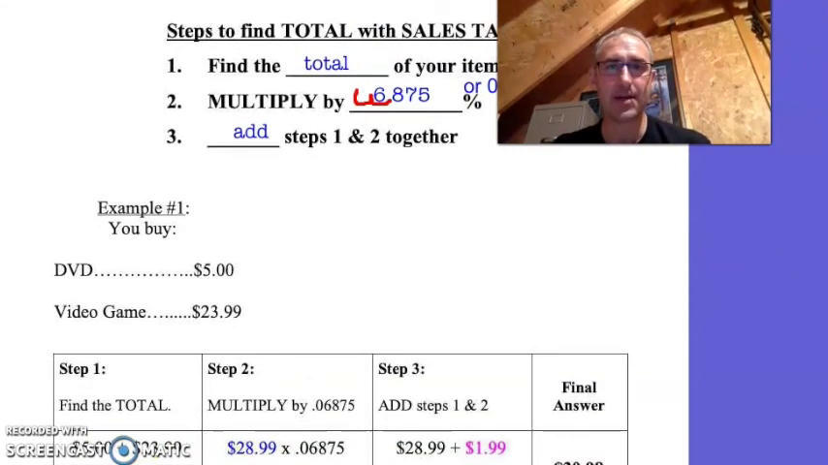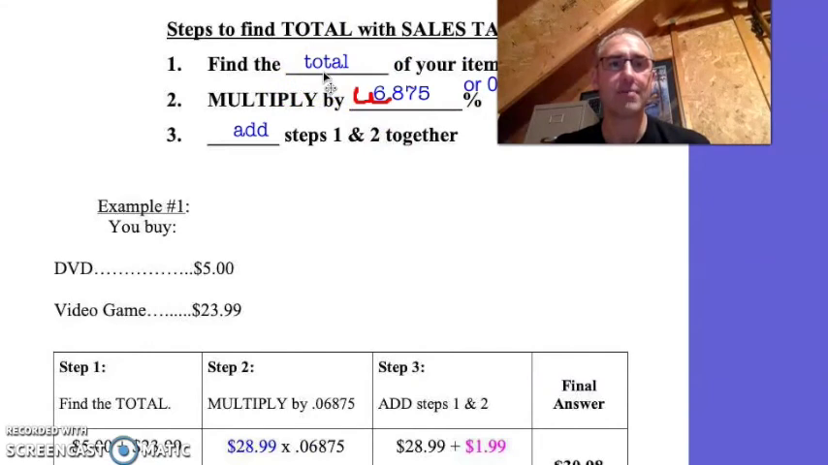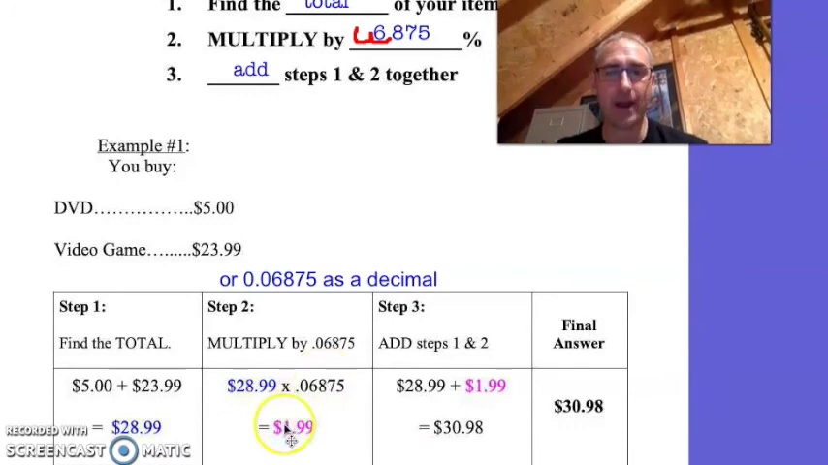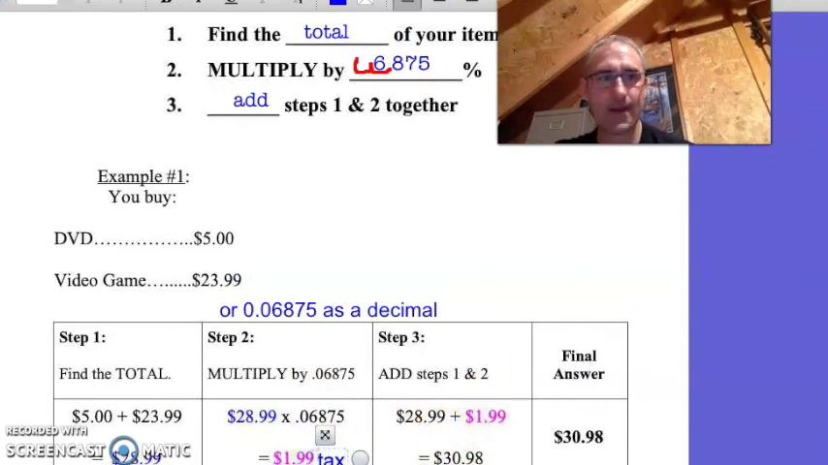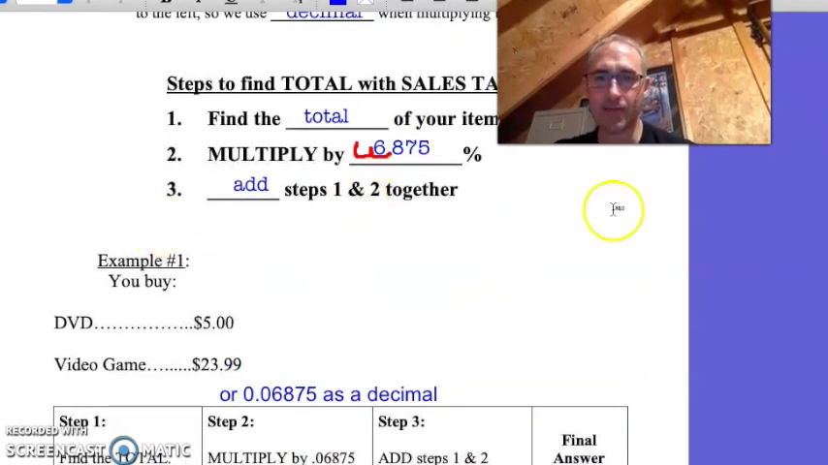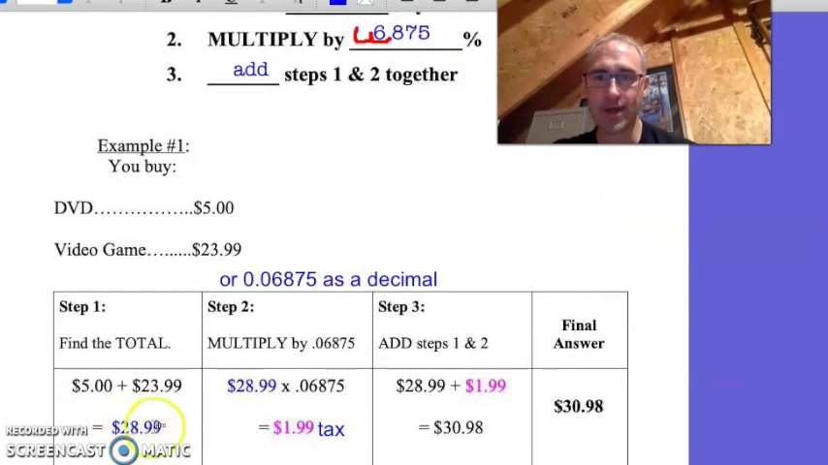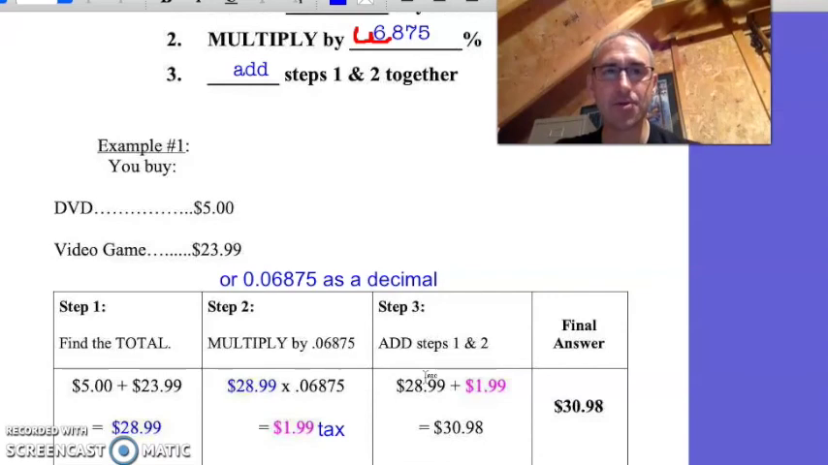Then if we look back here, once we have our total, we need to multiply by 6.875% as a decimal. When we do that, we are actually paying $1.99 in sales tax. Step 3, we are going to take step 1, which was our total, $28.99, and step 2, our tax, $1.99, and add them together. And in total, our final bill comes to $30.98.